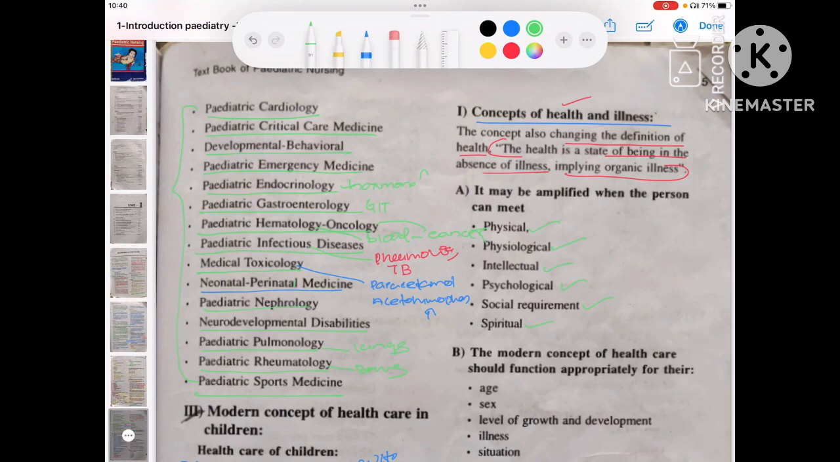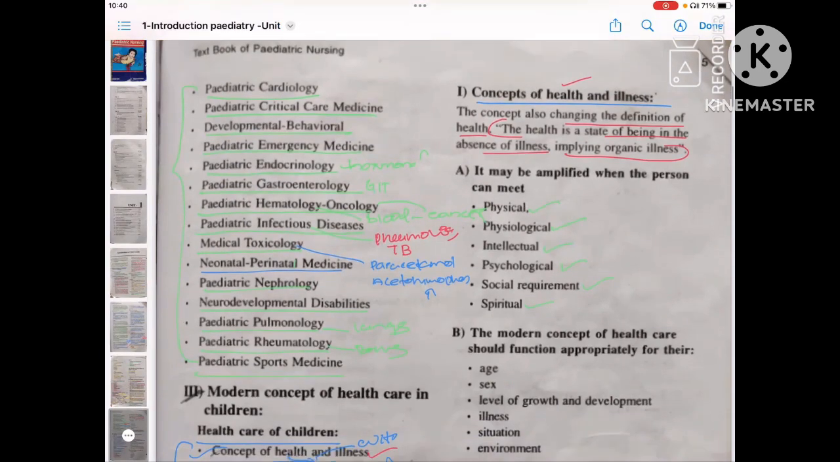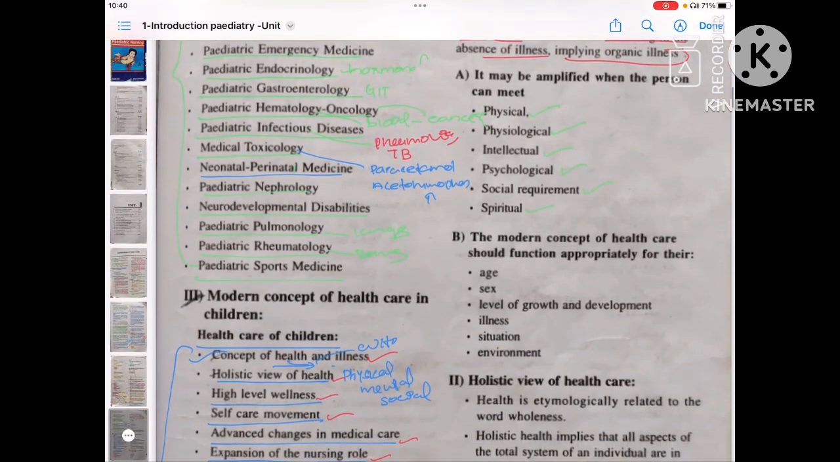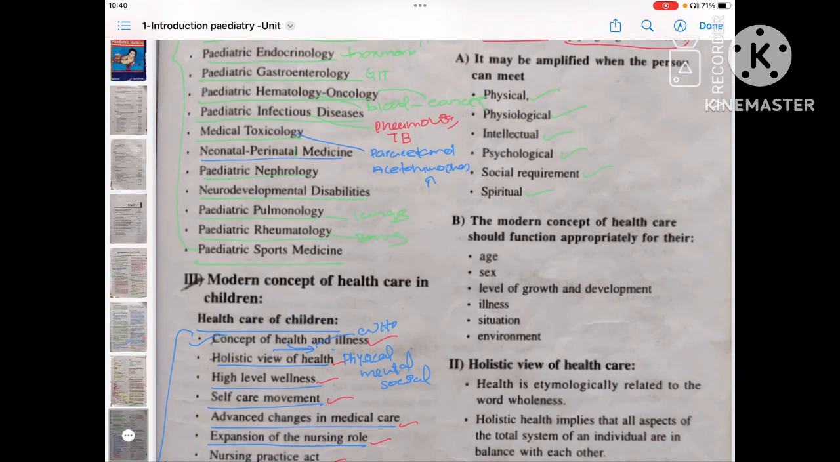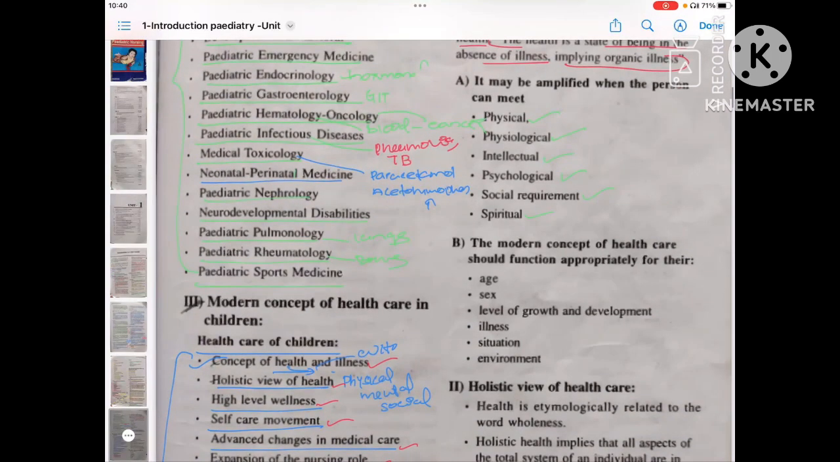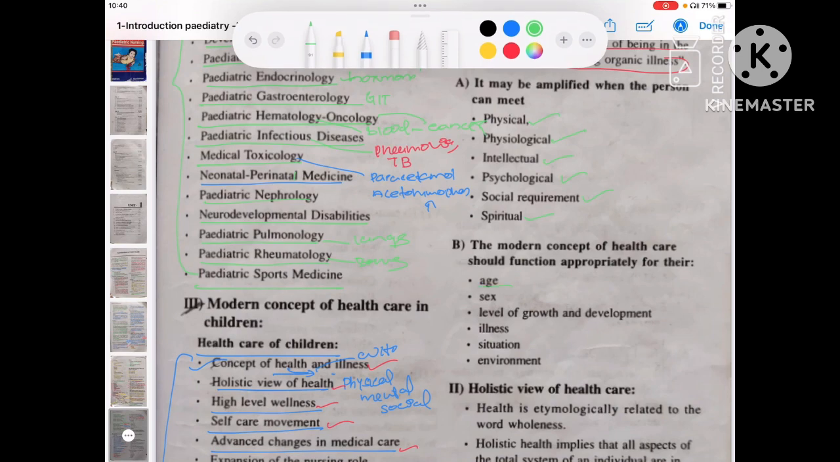And you will be studying psychology and spiritual development. So we will teach the children how to do the prayer. So all these things have to be completed or maintained, so we can say that the baby or the child is healthy. And the second, the modern concept of healthcare: they should function appropriately for their age, sex, level of growth and development, the illness, situation, and environment.